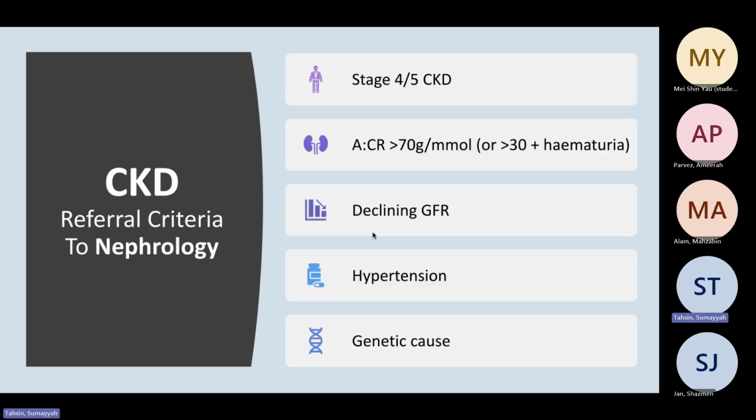Okay, so in terms of the referral criteria for chronic kidney disease, any patient that has stage 4 or 5 CKD is referred to nephrology. Any patient whose albumin creatinine ratio is more than 70, or more than 30 but they've got hematuria, would be referred. A declining GFR over time, if the patient also has concurrent hypertension, or if there's a genetic cause to their CKD, for example, polycystic kidney disease, all of these would require referral to nephrology.